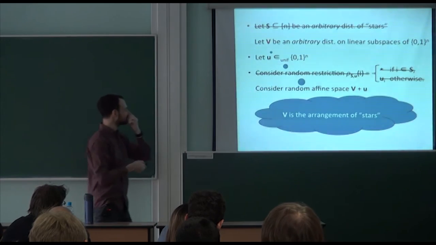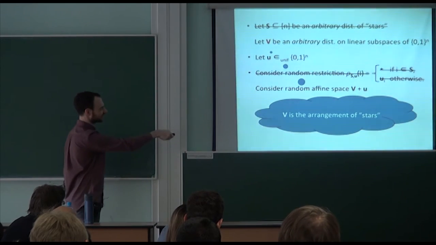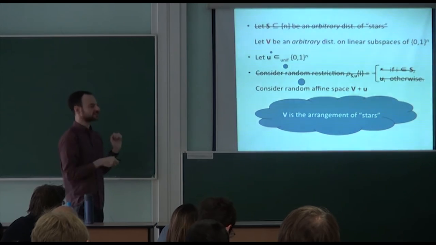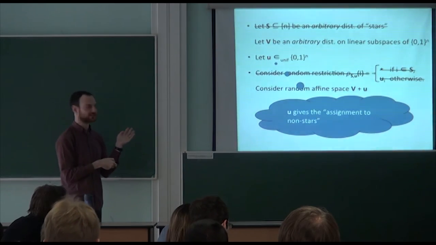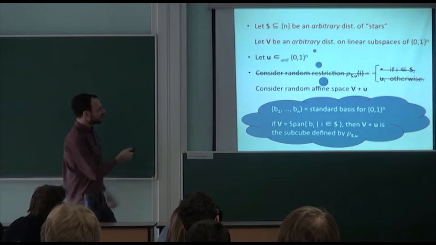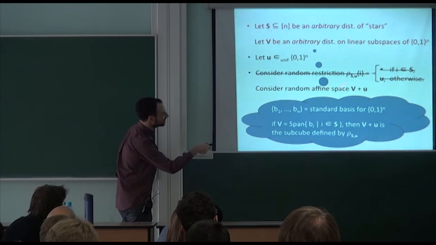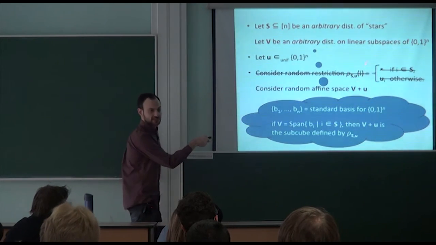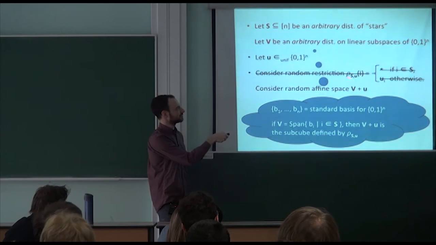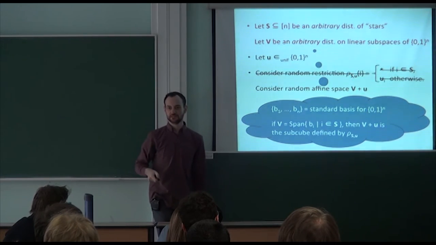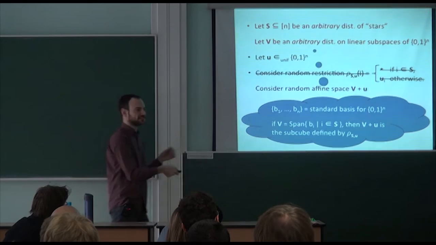So really think of these as analogous. Here I'm just saying the same thing: V is the arrangement of stars in some sense, U is the assignment to non-stars. And next I want to point out that this affine space really is a direct generalization of this random subcube restriction.